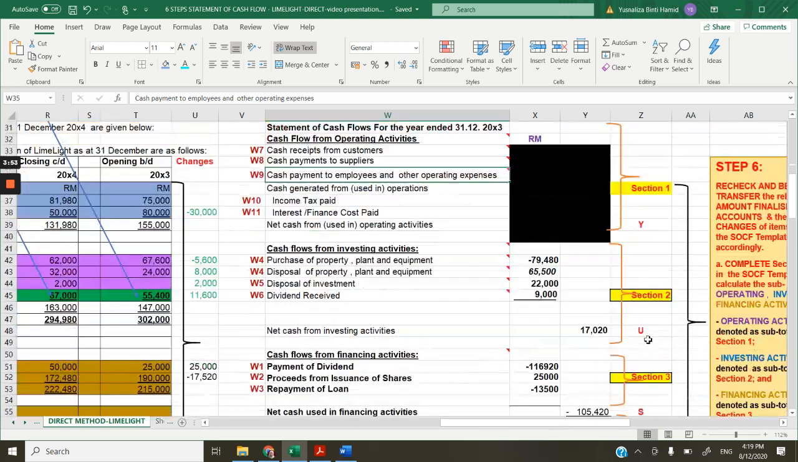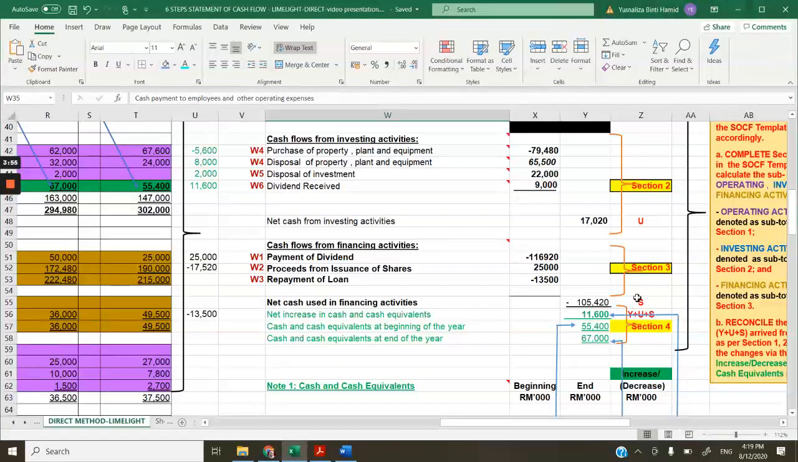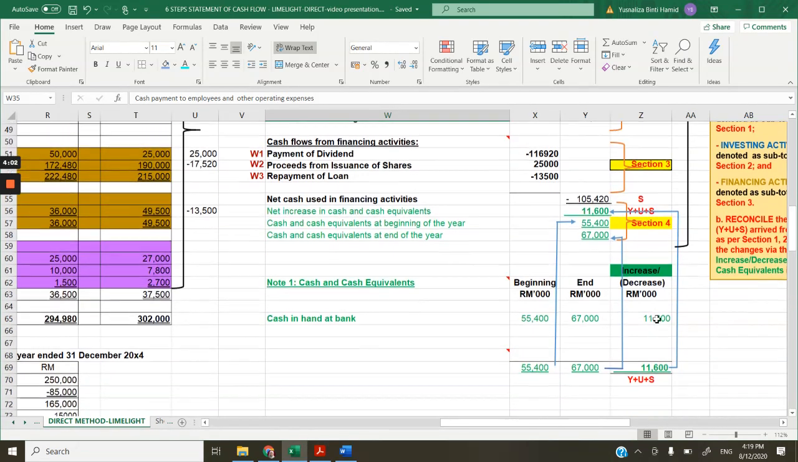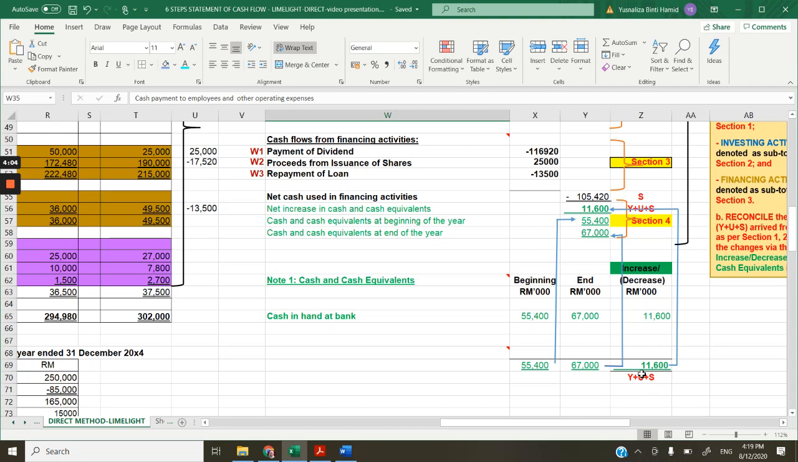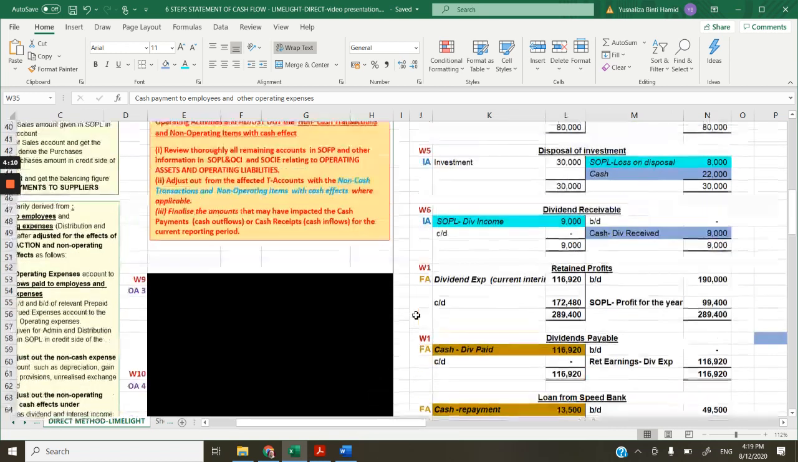total Y, because we have already generated U and S, and we want to check whether our Y will match with Y plus U plus S, which comes from this statement of cash and cash equivalent, or the schedule. So let's look at that and do it together.